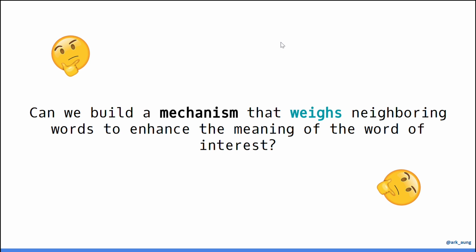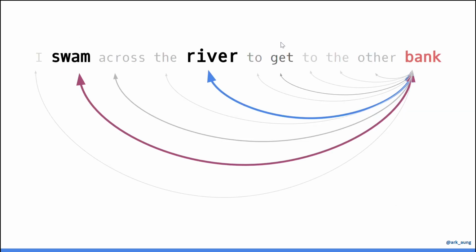So now we should ask this question: can we build a mechanism that weighs neighboring words to enhance the meaning of the word of interest? Can we build a mechanism in a neural network where we can use this mechanism to enhance, to augment the meaning of a word by allowing this mechanism to look around itself? For example, can we build a mechanism which looks for other words in the sentence and weighs the influence of those other words to the word of interest to potentially change or augment the meaning of the word?